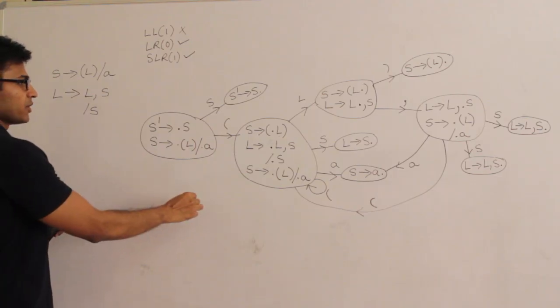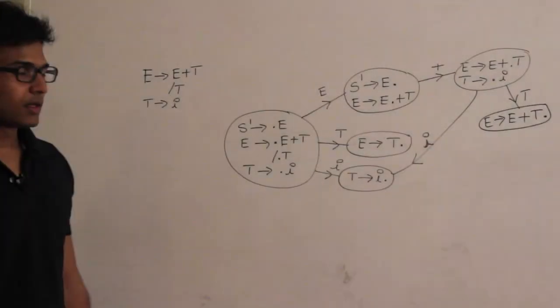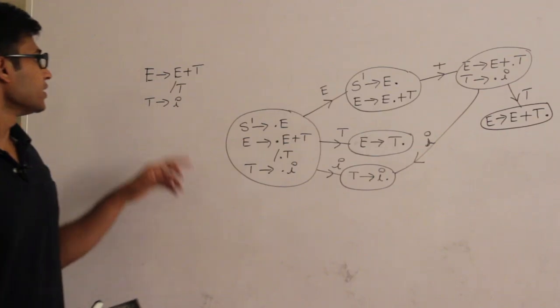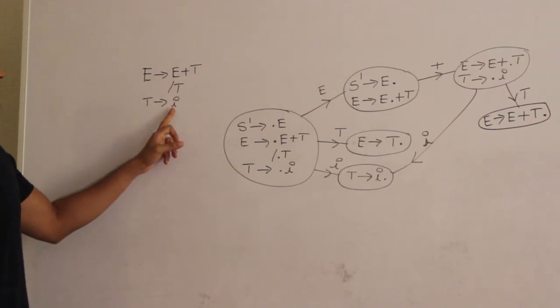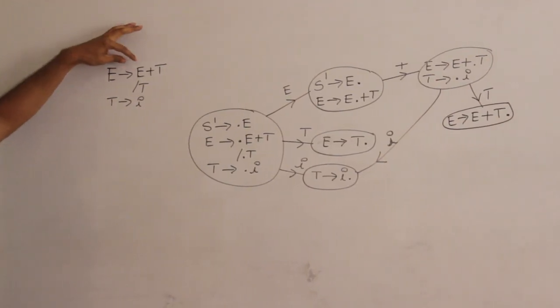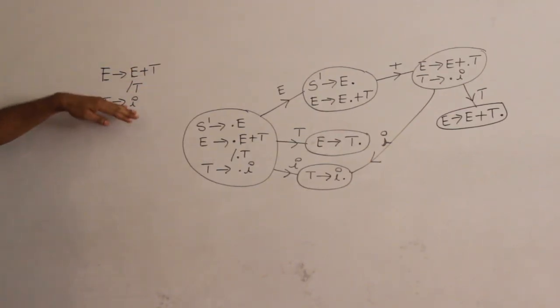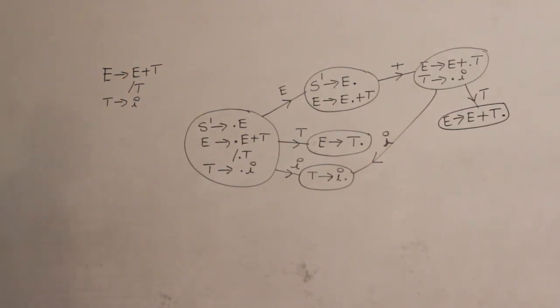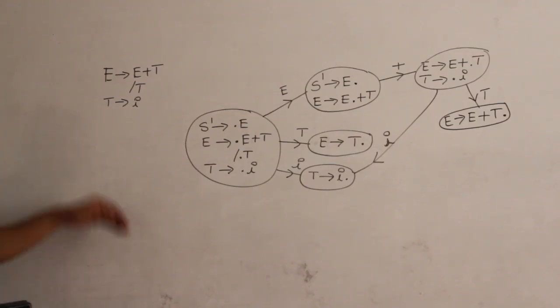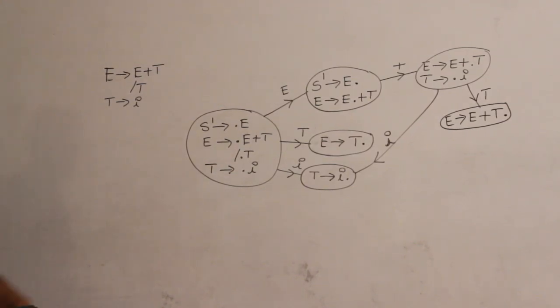Okay, we shall see one more example. Let's see a simple grammar. E derives E plus T or T, T derives I. This grammar is nothing but the expression grammar, which derives all the sums, which means I plus I plus I plus I, something like this. So this is the simplest grammar. And let's see what happens with this.